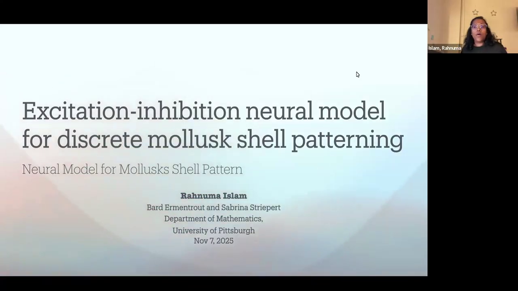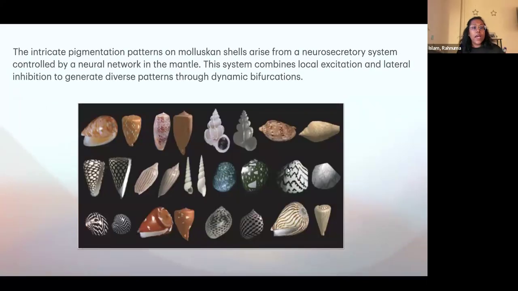Today I'm going to talk about a discrete time and continuous space model that I built with Bard Ermentrout and Sabrina Stierhoff. That model was able to produce some of the pigment patterns that we can see in a mollusk shell.